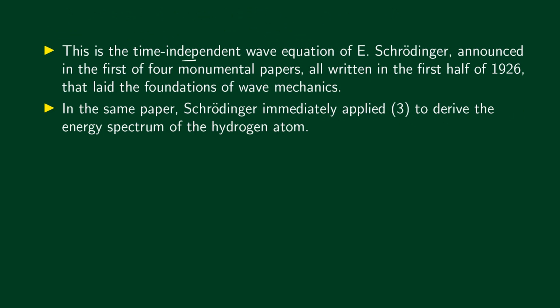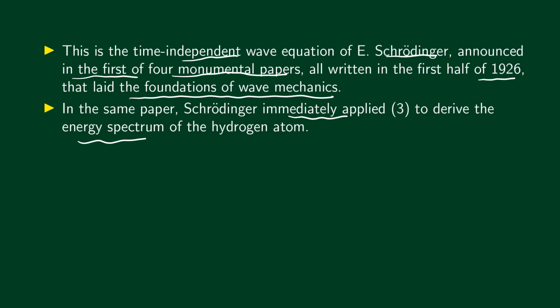Now this is the time independent wave equation of Schrodinger, announced in the first of 4 monumental papers written in the first half of 1926, and this laid the foundations of wave mechanics. In the same paper, Schrodinger actually applied this to the hydrogen atom and derived the energy spectrum. Energy spectrum means the energy eigenvalues.